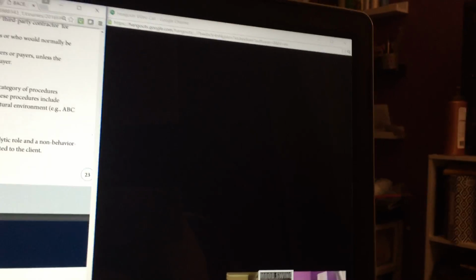Any other codes you guys are coming across? I'm reading through them.